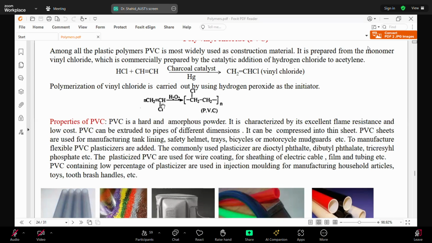So in this reaction, polymerization of vinyl chloride, hydrogen peroxide acts as the initiator. Then this is the polymer PVC, polyvinyl chloride. Okay, so this is a simple reaction to form PVC polymer from vinyl chloride, in the presence of hydrogen peroxide, and hydrogen peroxide acts as the initiator for this reaction.